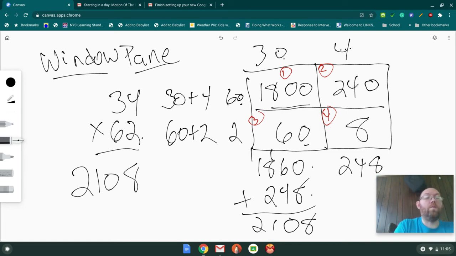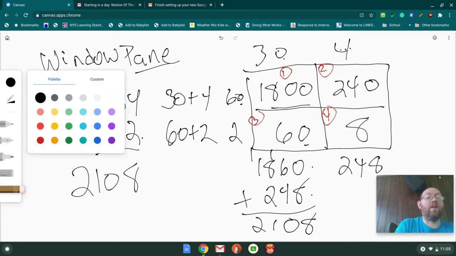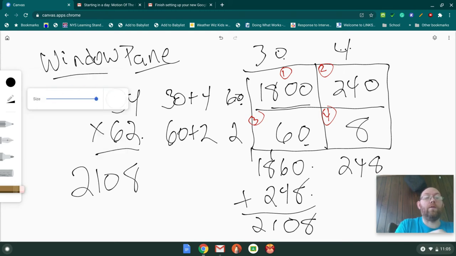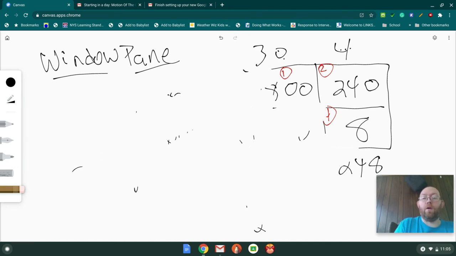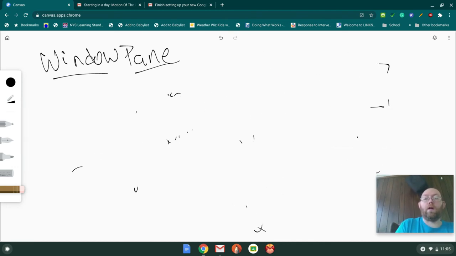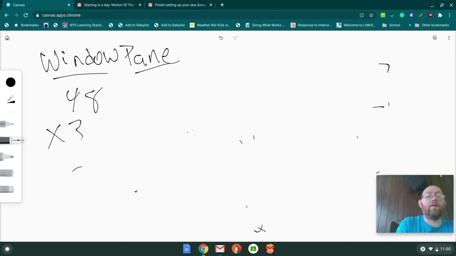Okay, we're going to do one more quick one just so that we can see. And then as we go through, I'll show you some with higher numbers, more place values, that sort of thing. Okay, so what I'm going to do is take the numbers 48 times 39. Again, I have 1, 2, 3, 4 place values.